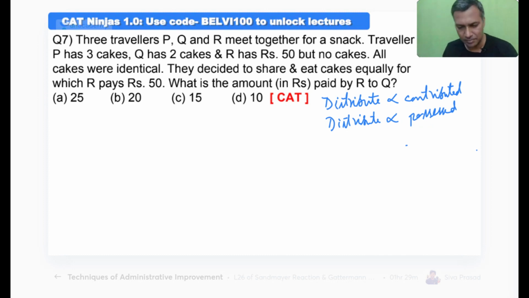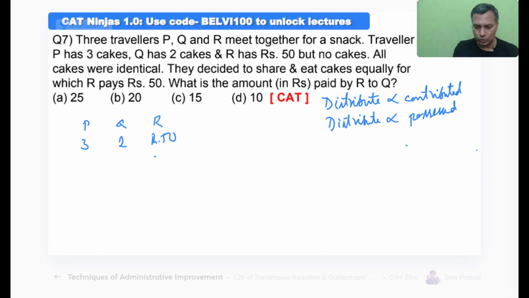Let me explain this. Now see, they had together 5 cakes. There is a person P, a person Q, and a person R. P has 3 cakes, Q has 2 cakes, and R has rupees 50. This is what they have at this point in time. And then they eat equally.